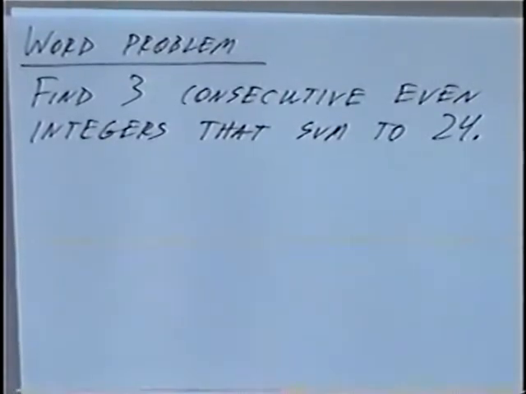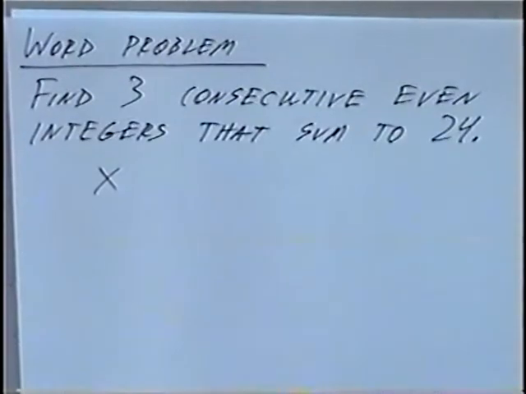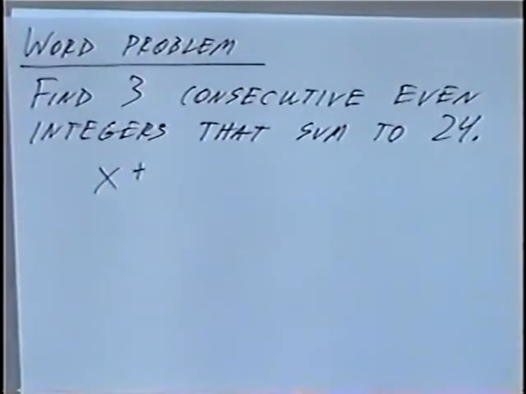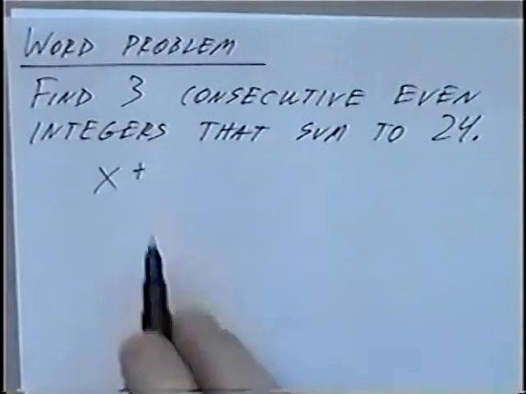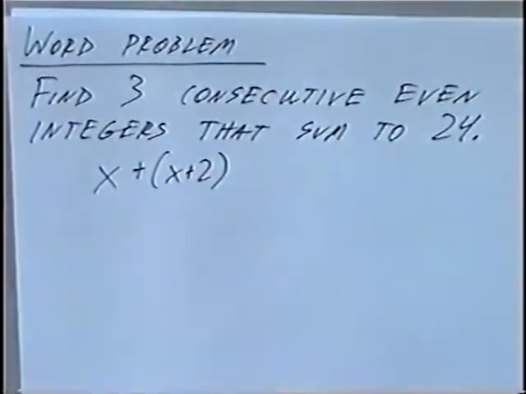Find three consecutive even integers that sum to 24. We can use x to represent the first even integer. Since we're doing the sum, we'll add to that the next even integer. If x is an even integer, the next even integer is two numbers above that, or x plus 2.